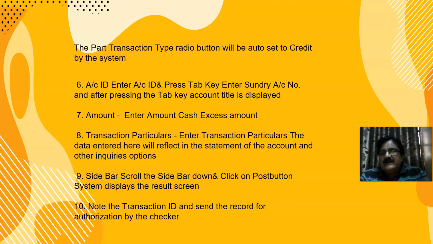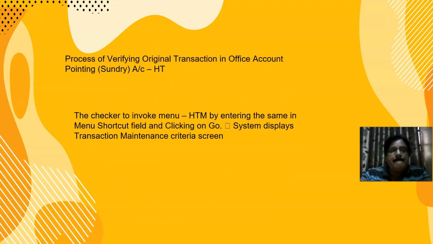Right now this entry has been posted automatically. Cash in hand has been debited, sundry has been credited. Note the transaction ID, and this has to be authorized, verified by the checker. The menu option would be HTM. So excess cash can be deposited either by HTM or Hcash DAP, but reversal will take place by HTM, or it can also take place by HXFER, because it is a transfer of entry from the sundry account to the customer's account. So HTM would be the option here.